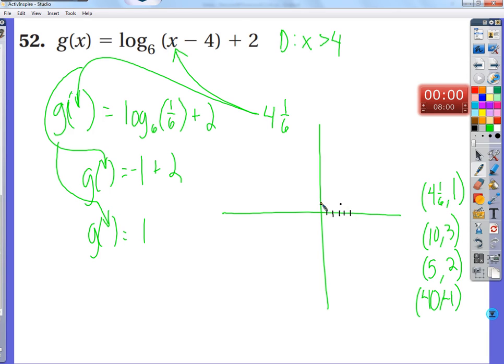So, what's next? 10, 3. So, 1, 2, 3, 4, 5, 6, 7, 8, 9, 10.